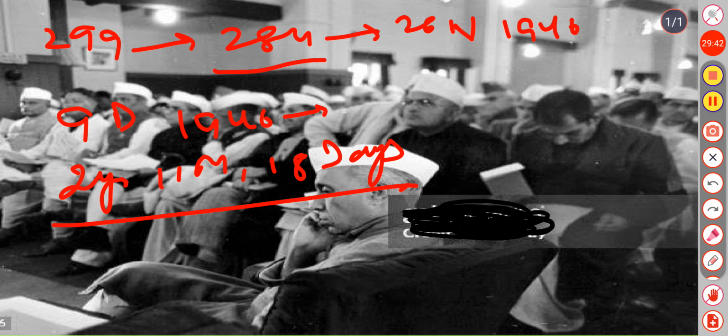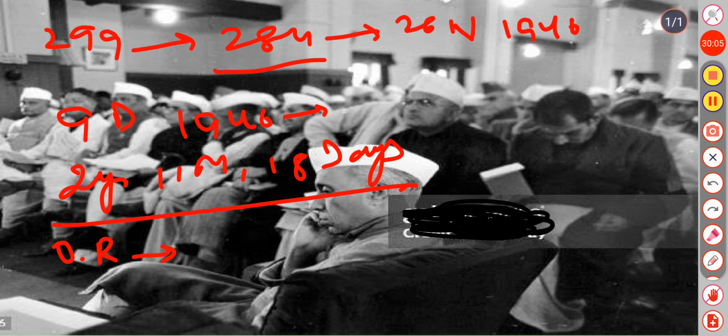Is it clear? So this is important. And after this, the Indian Constitution became final. Right. So now the next thing is the Objective Resolution. What do you mean by the Objective Resolution?